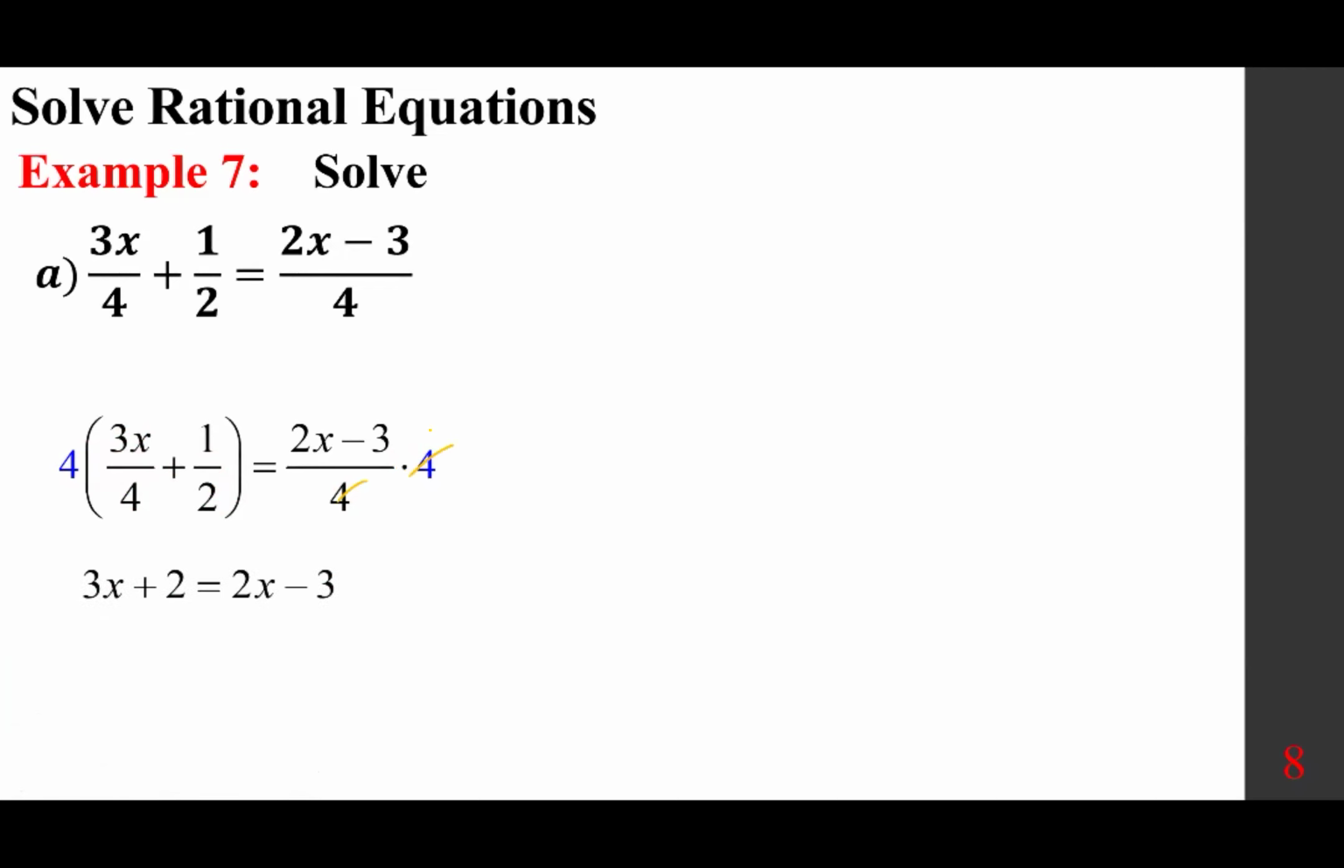You're going to move things around as follows. You're going to subtract the 2x, and then you move the 2, and you get that. Okay. So x equals negative 5. As always, you can check with the original equation.